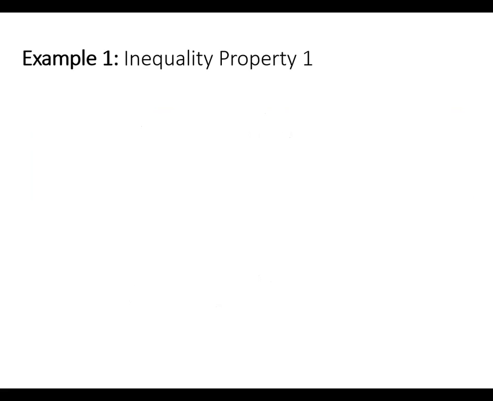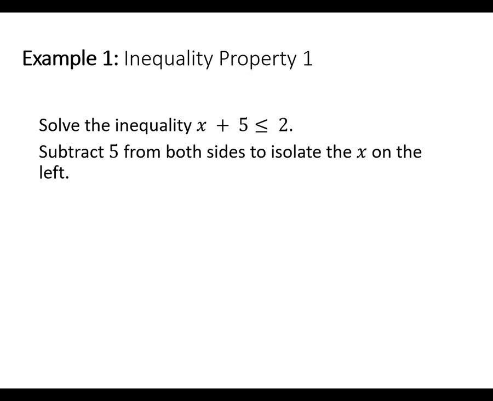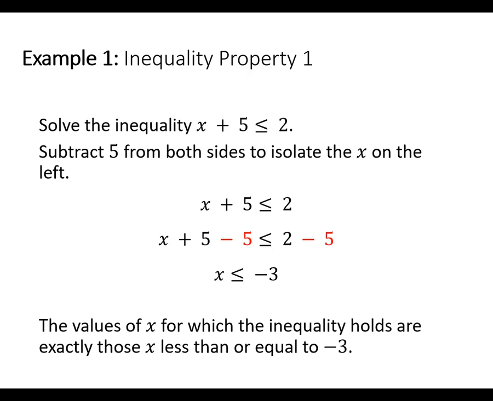Okay, so let's see this inequality property in place. First, solve the inequality x plus 5 is less than or equal to 2. The first thing we want to do here is isolate x. So we're going to move that 5 over by subtracting it from both sides. Here again, we have x plus 5 less than or equal to 2. We subtract the 5 from both sides because we want to get x by itself on the left side, and that gives us x is less than or equal to -3. The values of x for which the inequality holds are exactly those x less than or equal to -3. That's using the first property.